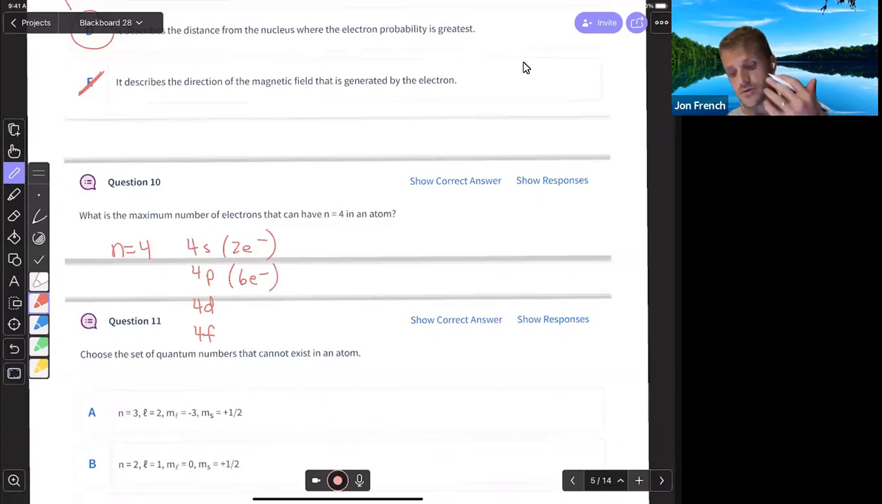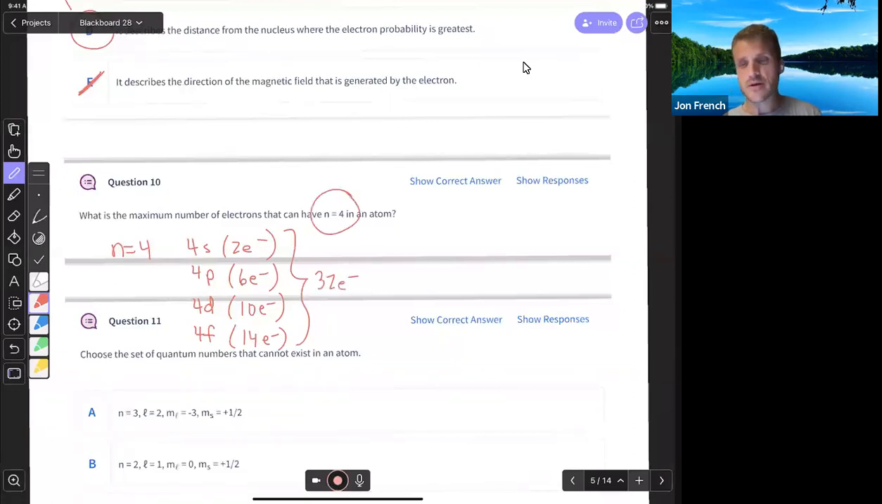5 d orbitals, 2 electrons each. So that's 10 electrons there. 7 f orbitals, 2 electrons each. So that's 14 electrons total. Add those all up, I get 2, 8, 18, 32 total electrons that can have n equals 4 for their quantum level at a maximum, right? All we have to do is figure out that I have s, p, d, and f, and then how many electrons I have at each of those orbitals for question 10.